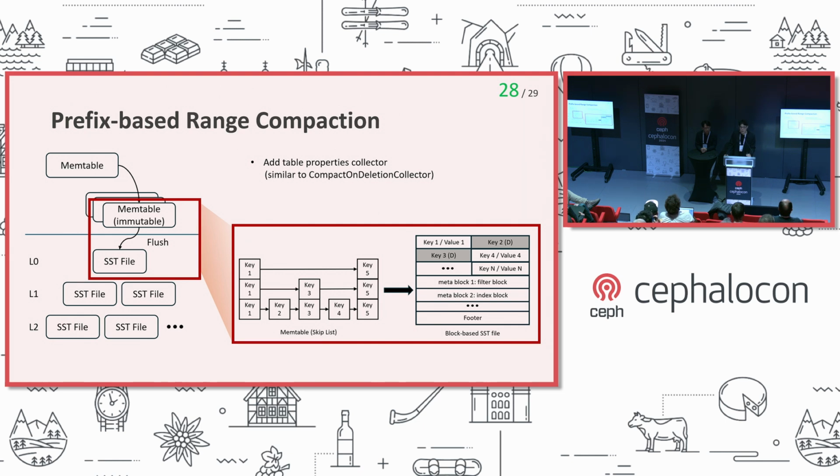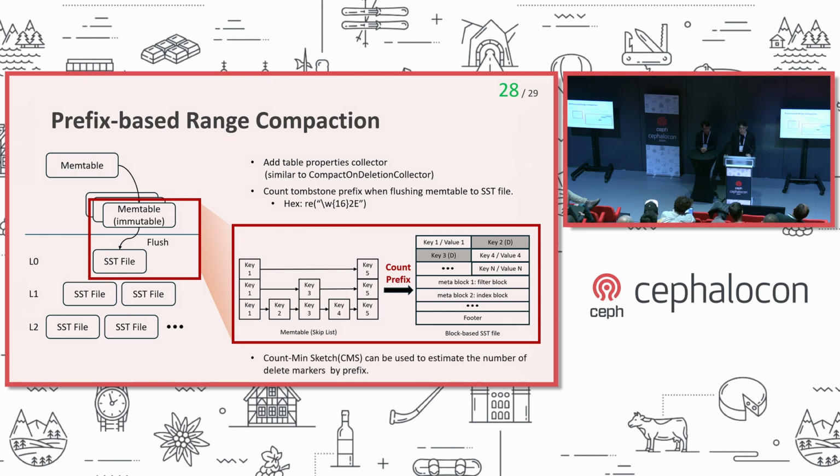The existing Compaction deletion collector counts the number of delete markers. We plan to extend this approach by using a regular expression to count the delete markers by prefix instead. Since allocating linear space for this process could be risky, we propose using the count-min-sketch algorithm to estimate the number of tombstones efficiently.